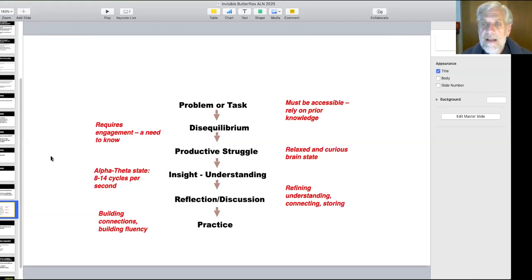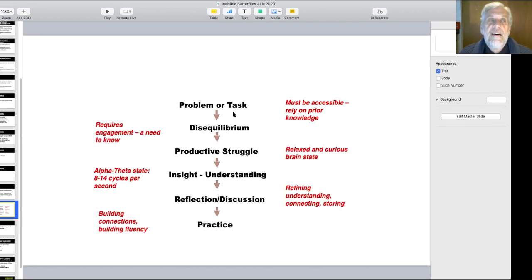This is a little diagram I sometimes use to talk about this. We present a problem or task, and in the last workshop I was talking about using games as a way to do this because they're very effective that way. The disequilibrium is there's something I want to know but I don't know. And then we have this productive struggle. And for those of you that are interested in this sort of thing, there's a lot written about productive struggle. There's a moment of insight as a result of the productive struggle interacting with the right brain state.